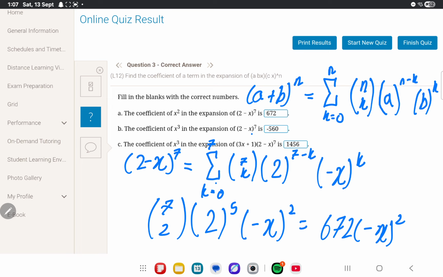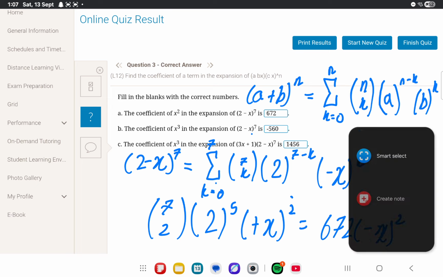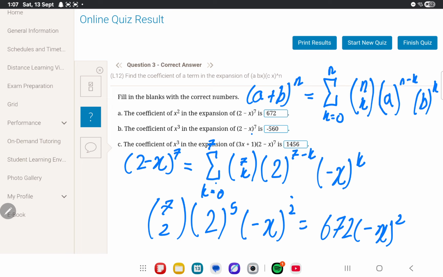Now, if you remember, whenever you have an even exponent, your negative sign will become a positive. Negative x all squared is going to be positive x squared, because that's what an even exponent does. It flips the sign from negative to positive. So 672 x to the power of 2, and my answer is just going to be 672 because it's the coefficient that they're asking for.